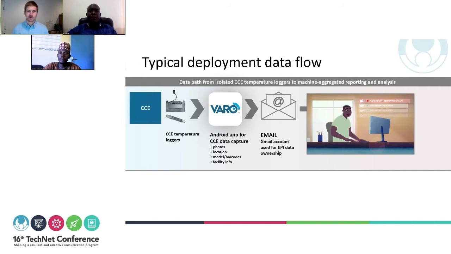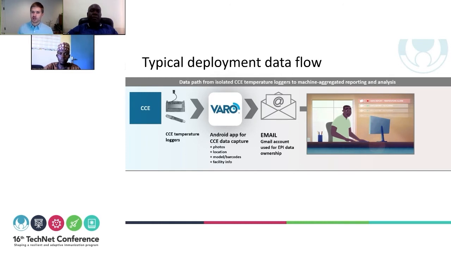Before we wrap up, I just wanted to revisit how data flow with the VARO application works. CCE temperature loggers live inside the refrigerators and save temperature data. And then the VARO Android app is used to download those data and attach additional data points such as photos, location, make and model information, and facility information. Then the users email those reports to a Gmail account that's been established by EPI for data ownership.